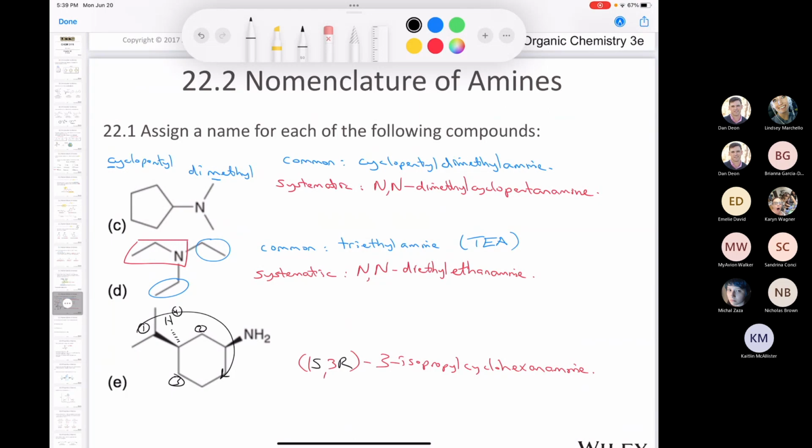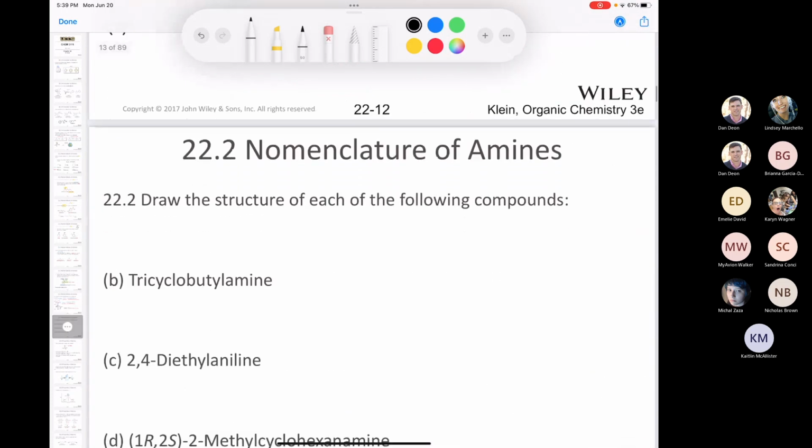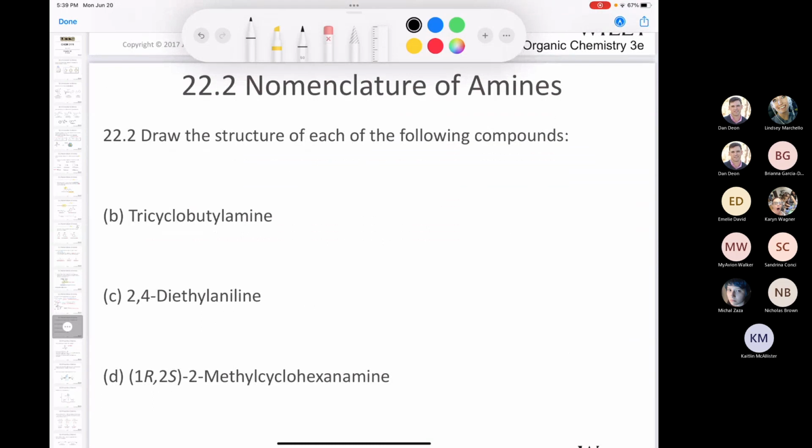Let's try another one. Students seem to like these ones more, and I don't blame them. It's always easier to go from a name to a structure. So let's give these ones here a try. If we wanted to pencil down the structure of tricyclobutylamine, what do we need? We need a cyclobutyl group first. So let's draw a cyclobutyl. Then we need another cyclobutyl coming off like this. And then we'll have another cyclobutyl coming off like this. So that's tricyclobutylamine.